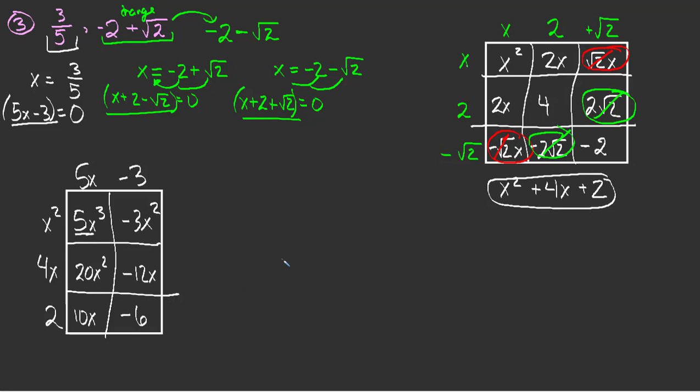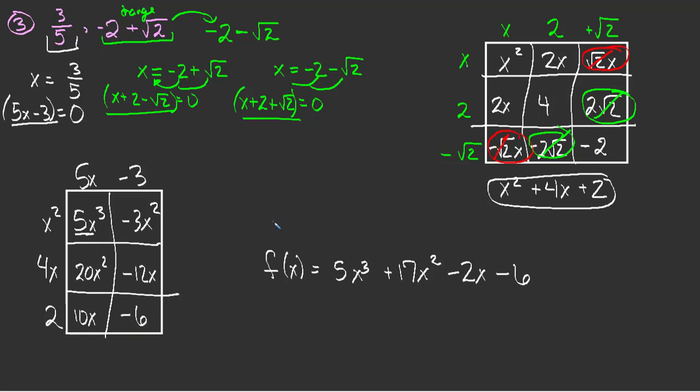So f of x equals 5x cubed. 20 minus 3 is going to give me 17, so plus 17x squared. 10 minus 12 is going to be negative 2x minus 6.